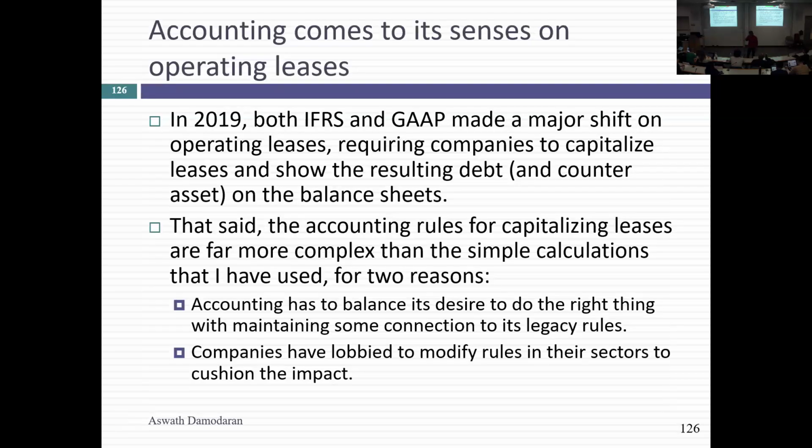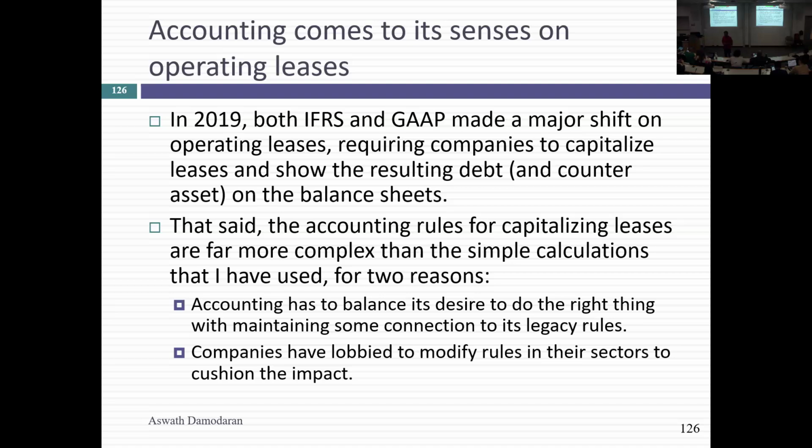As I said, I've been capitalizing leases from my very first edition of my valuation book, and every time I do data updates since the 1990s. Why? Because the data was always there, right? You could do it yourself. The raw data, the footnotes were there. But in 2019, both IFRS and GAAP came to their senses, at least on leases. And they said, you know what, leases are debt. And so finally they woke up to that reality.